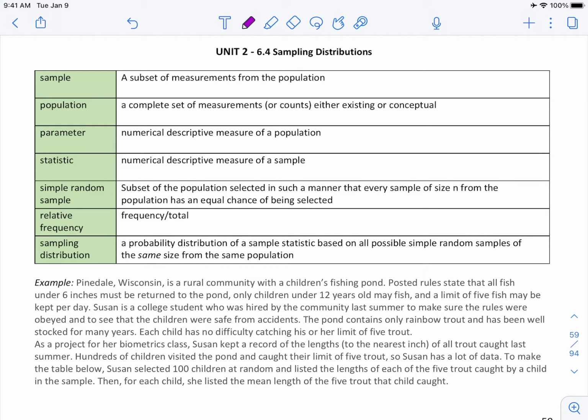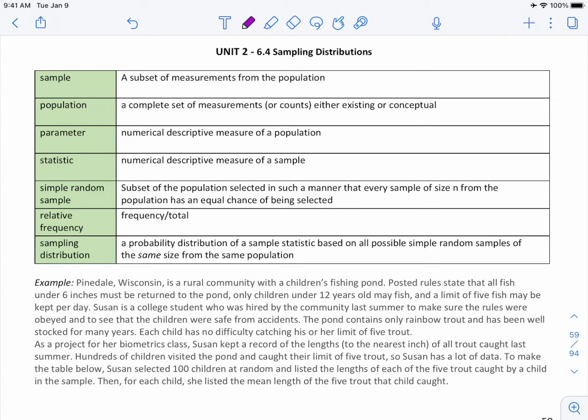A population is a complete set of measurements or counts, either existing or conceptual. A parameter is a numerical descriptive measure of a population. A statistic is a numerical descriptive measure of a sample.